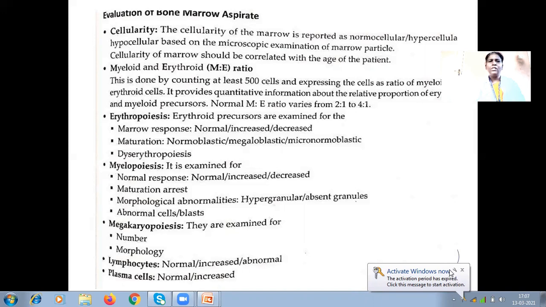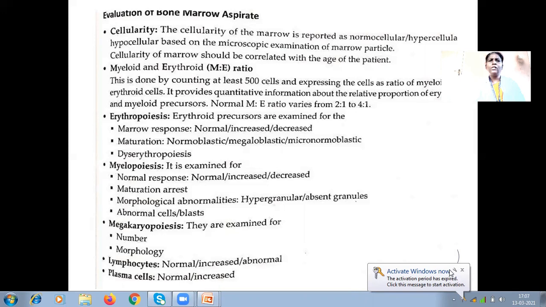Then morphological abnormalities, that is hypergranular or absent granules. Then we will see abnormal cells or blasts. Next, megakaryopoiesis, which is examined for number and morphology. Next, we need to evaluate the lymphocytes, whether normal, increased or abnormal. Next, we need to assess the plasma cells, whether normal or increased. This is about the evaluation of bone marrow aspirate.